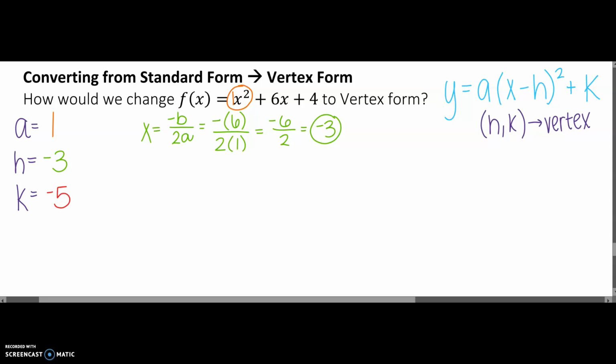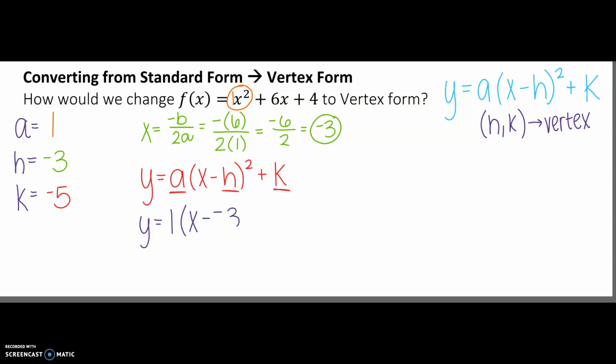So now I have everything that I need to write my equation in vertex form. So remember, my original vertex form is y equals a(x minus h) squared plus k. And I'm only going to plug in a, h, and k. So my new equation will look like y equals a, which is 1, (x minus h) squared, plus my k. My k in this case is negative 5.